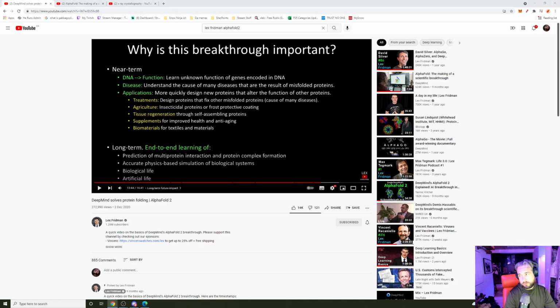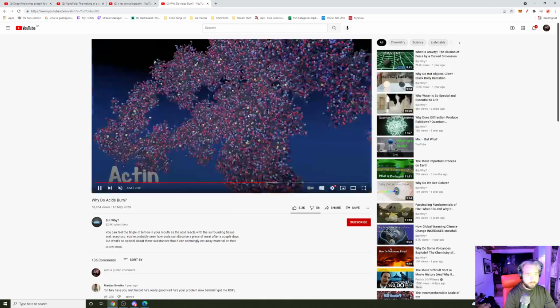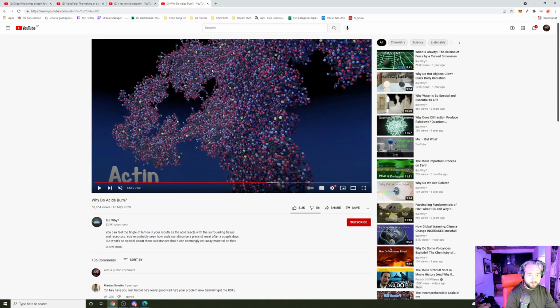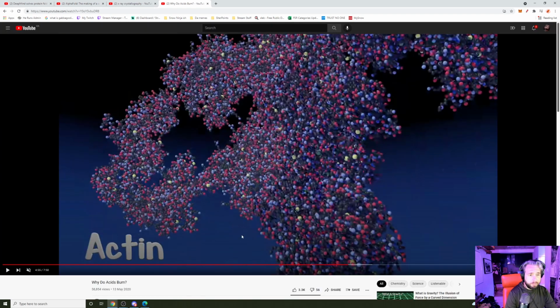So when we were looking at this video before, right here, right? This is actin. It's a common protein inside of your body, okay? These all represent different molecules, atoms and their bonds that form these particular shapes and the properties of this molecule, right? It's incredibly complex. When you look at it, it's like a mini universe that's happening at this level, right?